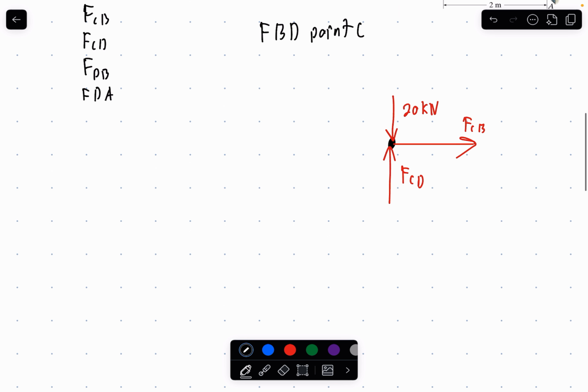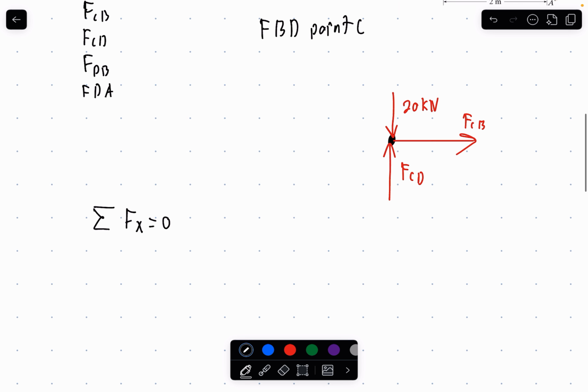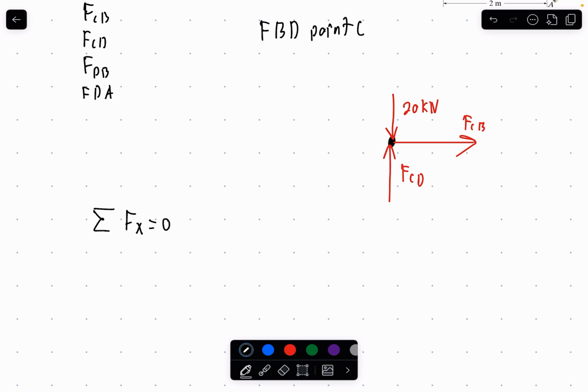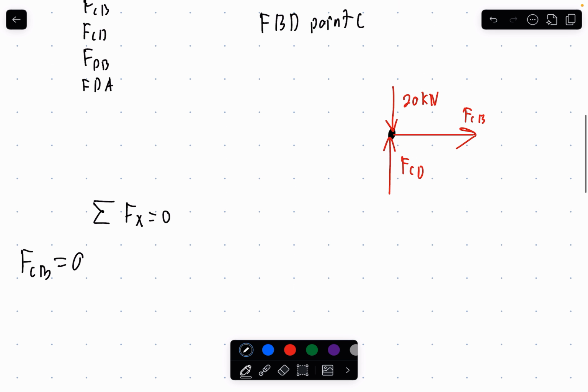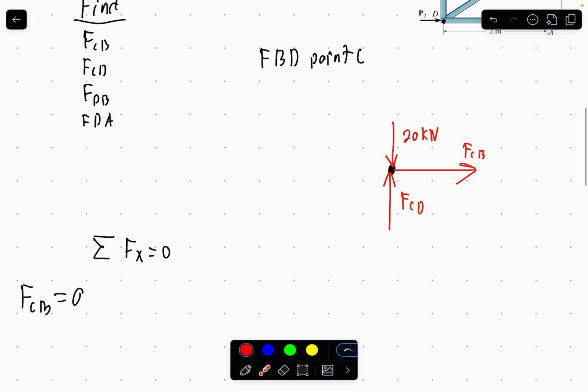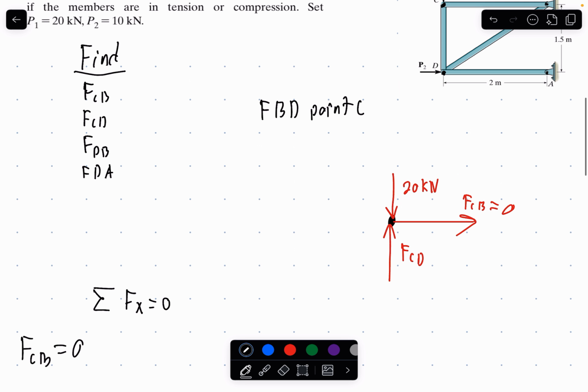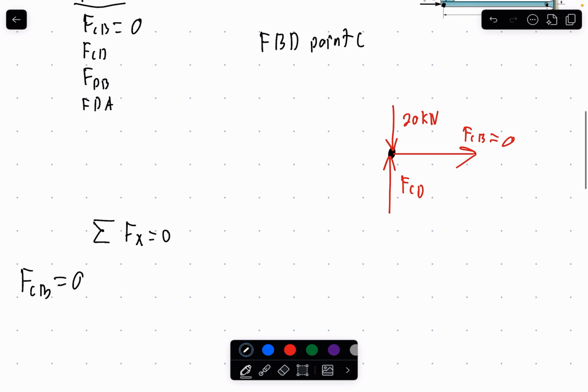So now we can go to our favorite equation. The sum of the forces in the x direction, let's start there. We have one force acting in the x direction. You can kind of see where this is going. Force CB is simply going to be equal to 0, because we have no other lateral force in the x direction to balance it out, so this must be equal to 0. And that'll be our first find variable. Zero force is neither in tension nor compression, kind of obviously.